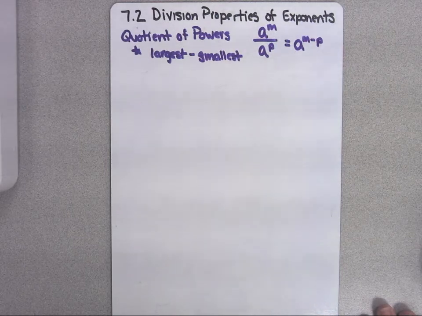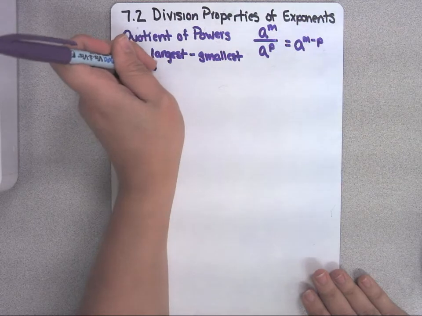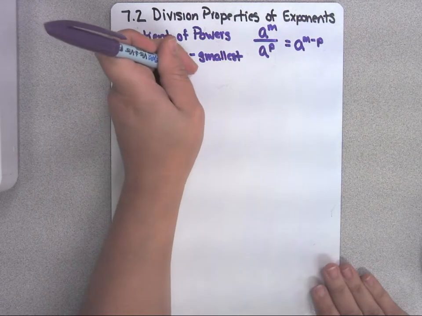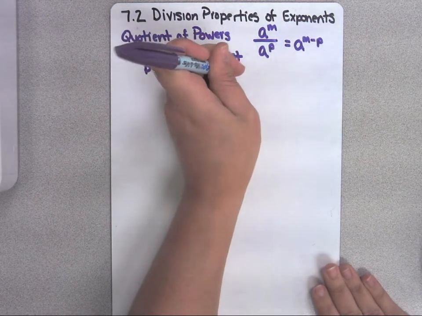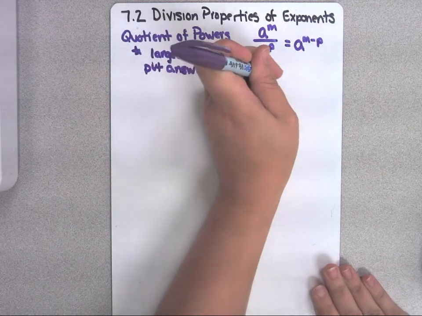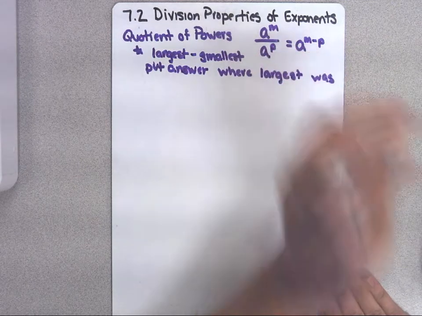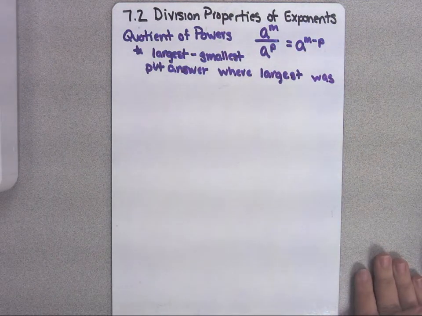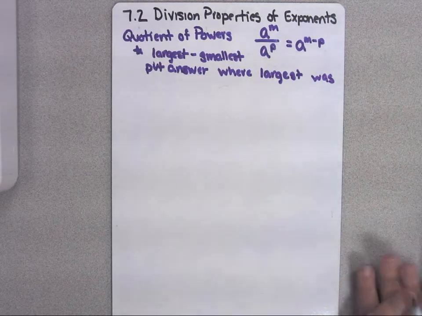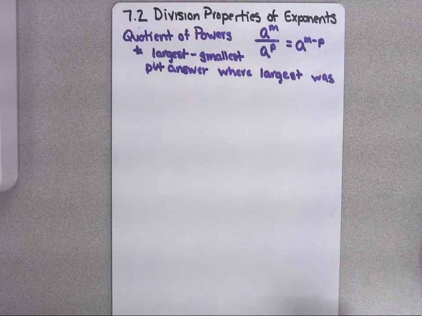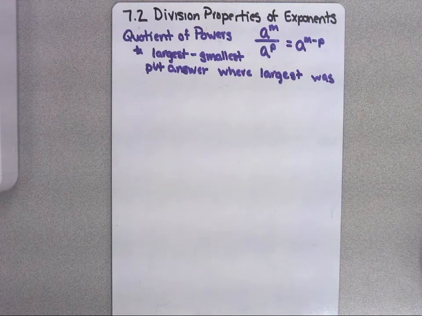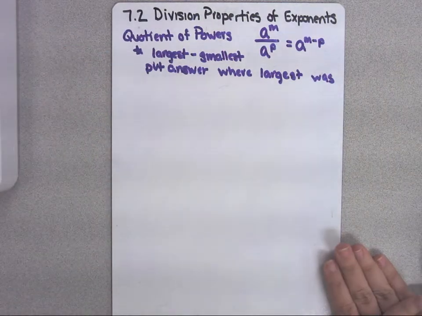You never want a negative exponent. And then you put your answer where the largest was. So if it was on top, you put it on top. If it was on the bottom, you put it on the bottom. Because we are not allowed to have negative exponents, which is one of our rules. Okay, so this one we kind of already knew, other than the largest minus smallest part.